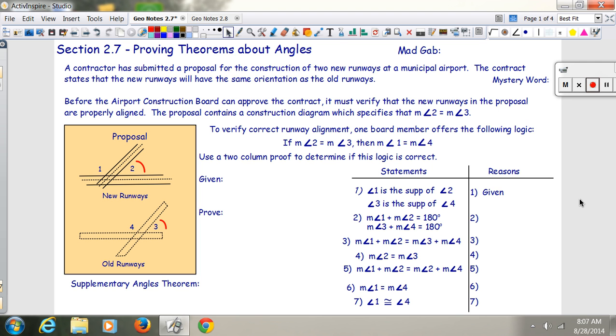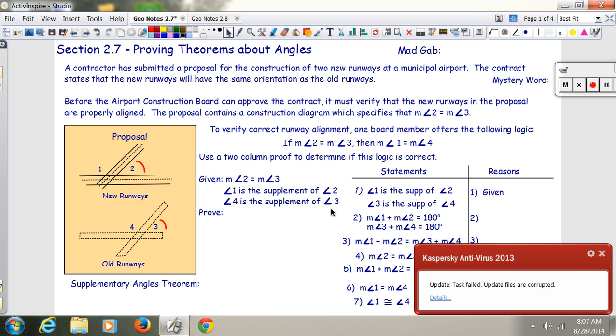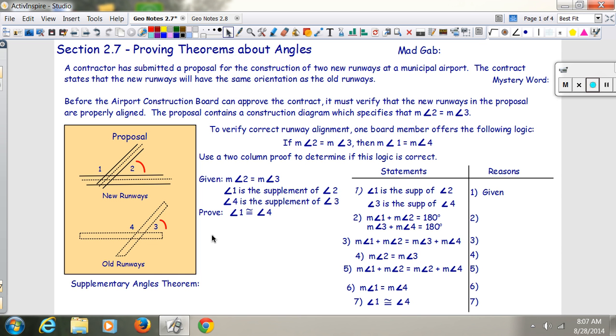Basically those are going to be given. I forgot to tell you the given part, my bad. Given is that measure of angle 2 equals measure of angle 3, and that 1 is the supplement of 2, and 4 is the supplement of 3, and we want to prove that 1 and 4 are congruent. So that's our job, so I'll let you take a second to fill those in. I'm going to move it up a little so you can see it at the top.